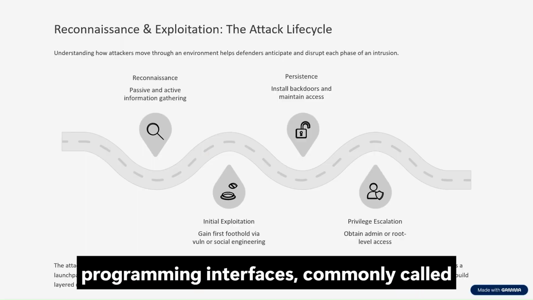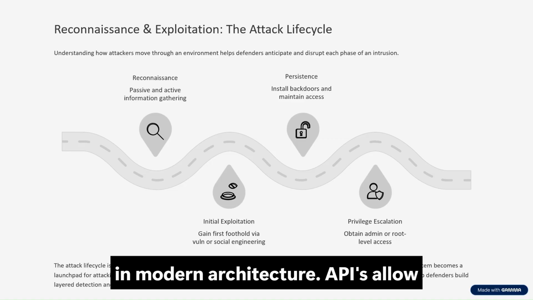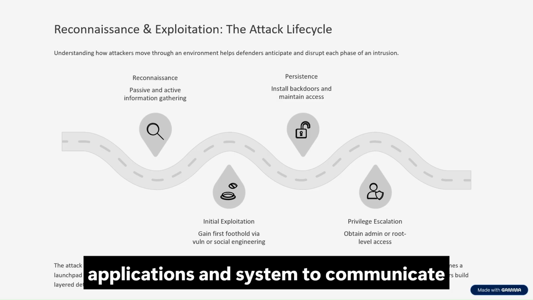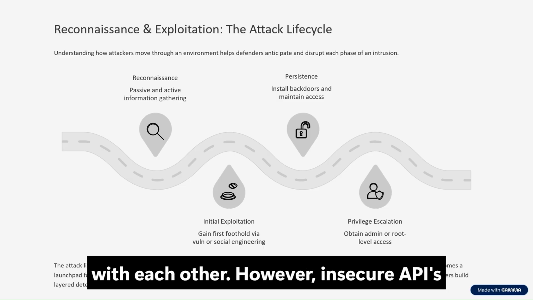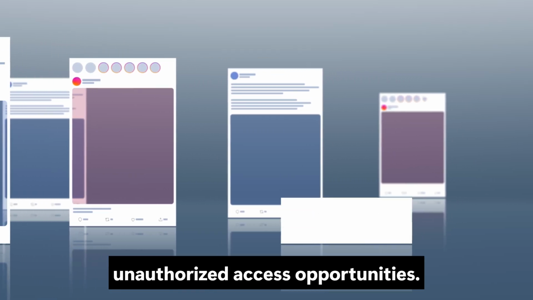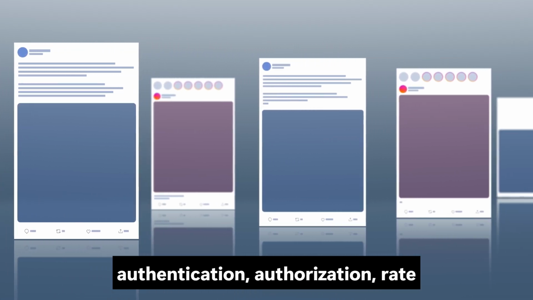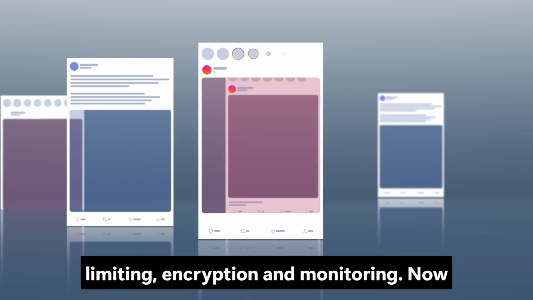Application programming interfaces, commonly called APIs, are also critical components in modern architecture. APIs allow applications and systems to communicate with each other. However, insecure APIs can expose sensitive data and create unauthorized access opportunities. Organizations secure APIs using authentication, authorization, rate limiting, encryption, and monitoring.